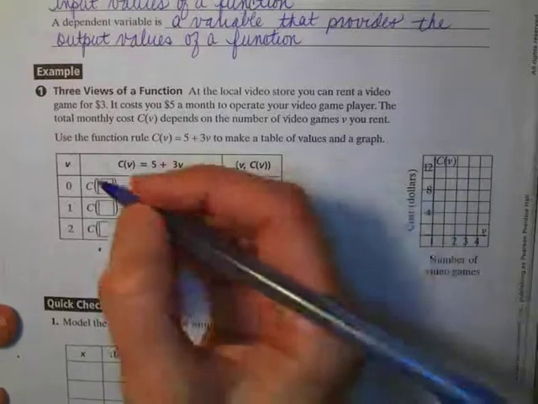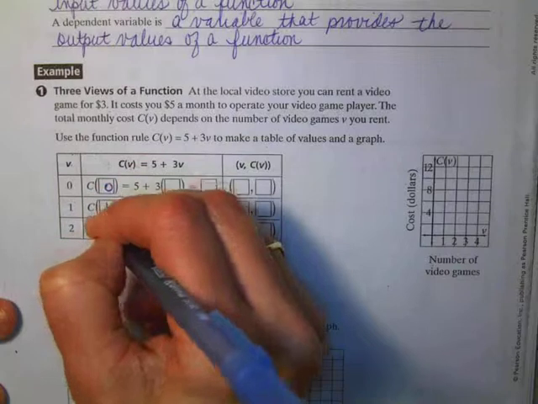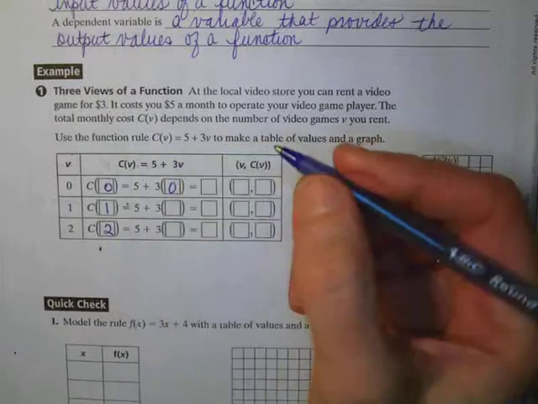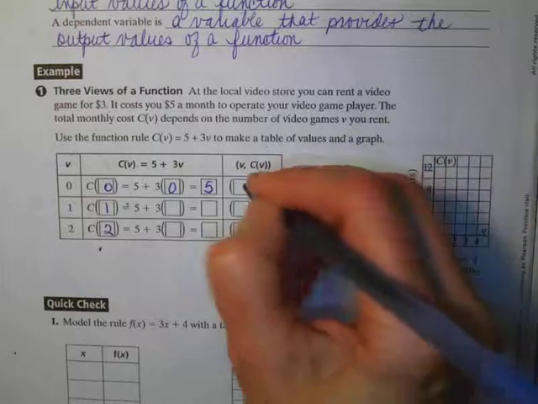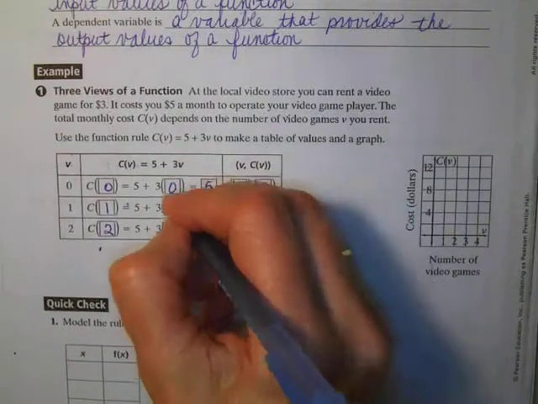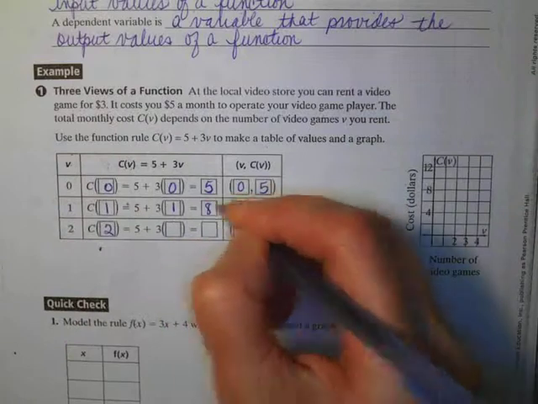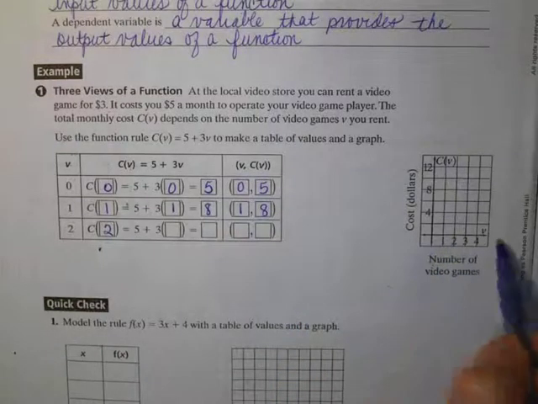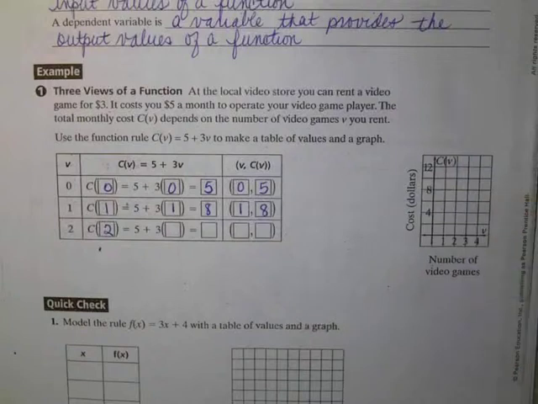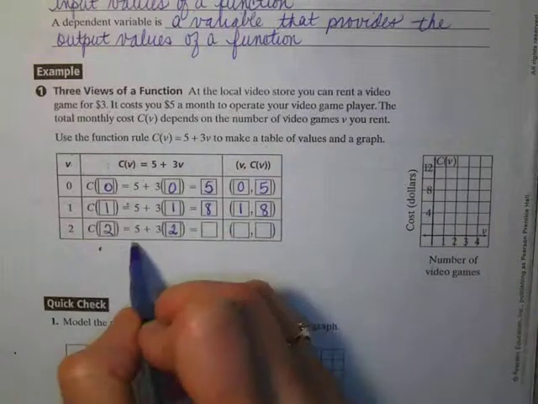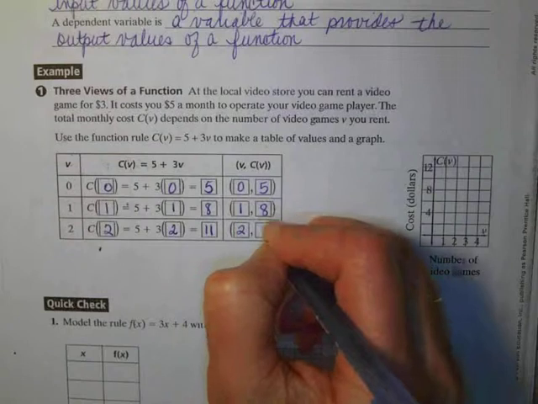So first of all, they've given us, if you rent no videos, you rent 1 video, or you rent 2. Okay, so C of 0 gives me a value of 5. So then my ordered pair is 0, 5. Okay. C of 1 gives me 3 times 1 is 3, plus 5 is 8, so my ordered pair would be 1, 8. Also, the V values might be thought of as those charted along the horizontal axis. The C of V would be the vertical axis. As you can see, we don't have x and y in this particular function. And finally, when V is 2, 3 times 2 is 6, plus 5 is 11, so the ordered pair is 2, 11.